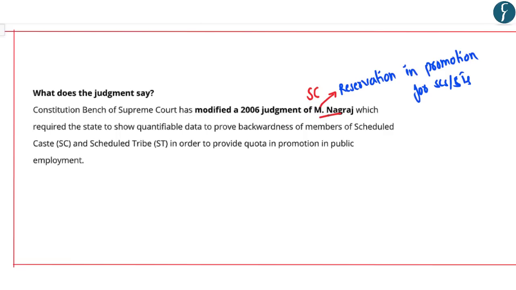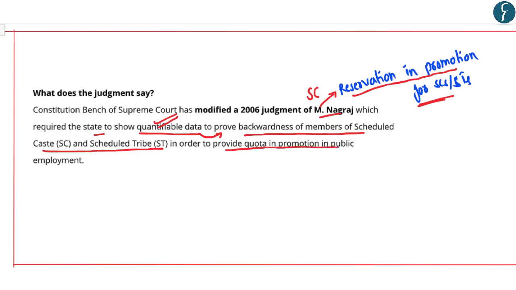Now in an earlier case known as M. Nagaraj case, the Supreme Court, which was deliberating on the reservation in the promotion for SCs and STs, had stated that the state should show quantifiable data, and this quantifiable data should be able to prove the backwardness of the members of scheduled caste and scheduled tribe. Upon showing this quantifiable data, the state would be able to provide for quota in the promotion for public employment. However, the Supreme Court in the present judgment has modified this earlier Nagaraj case judgment.